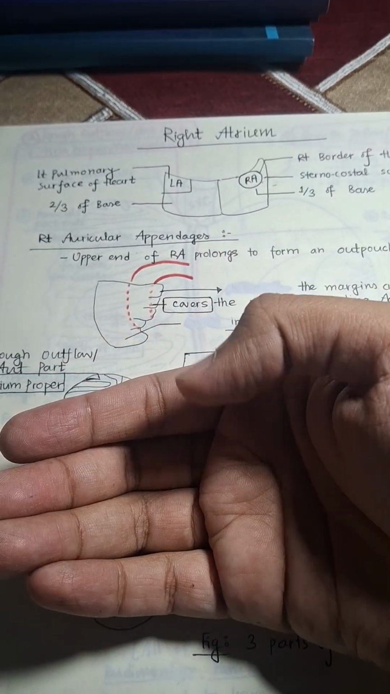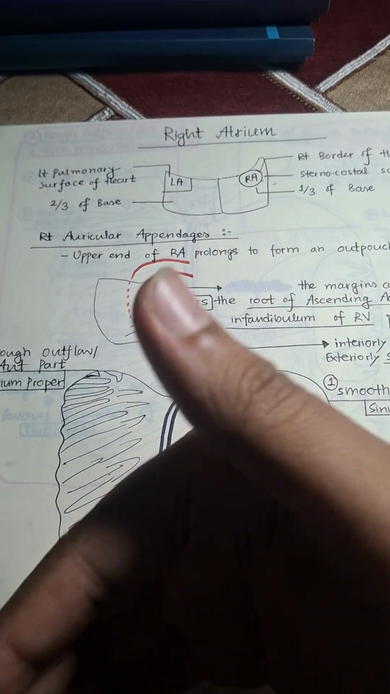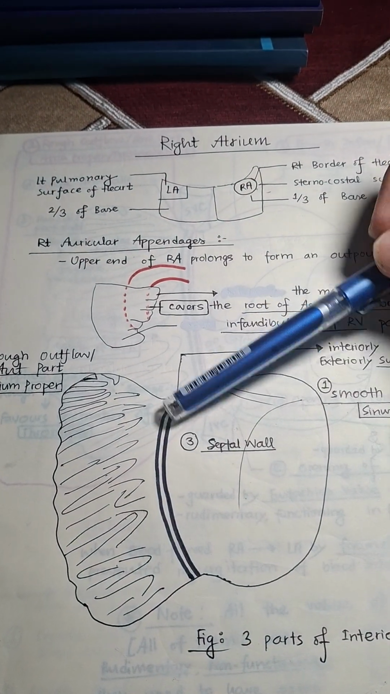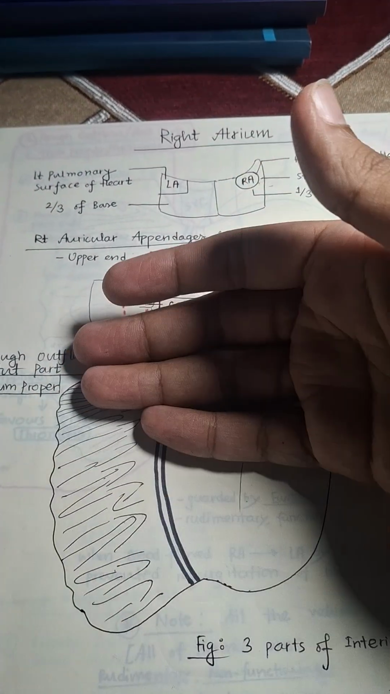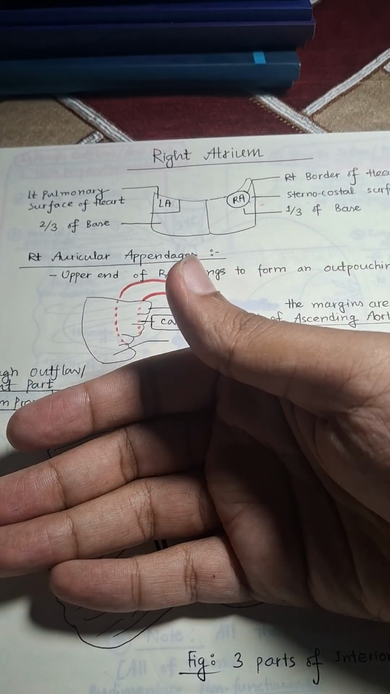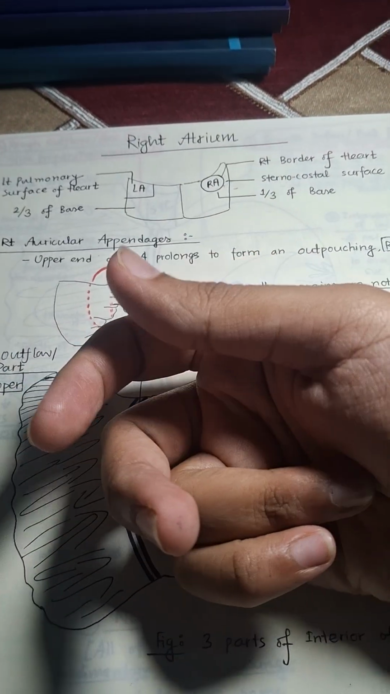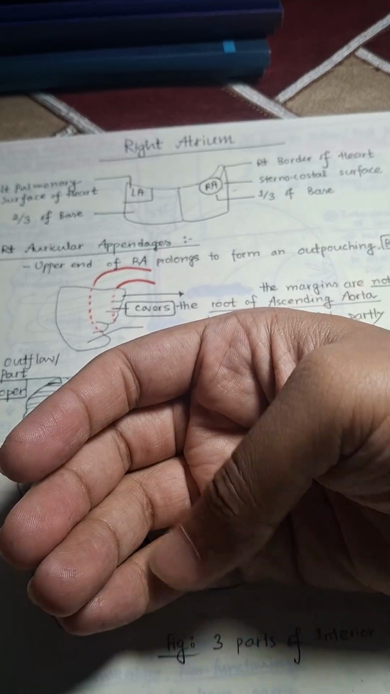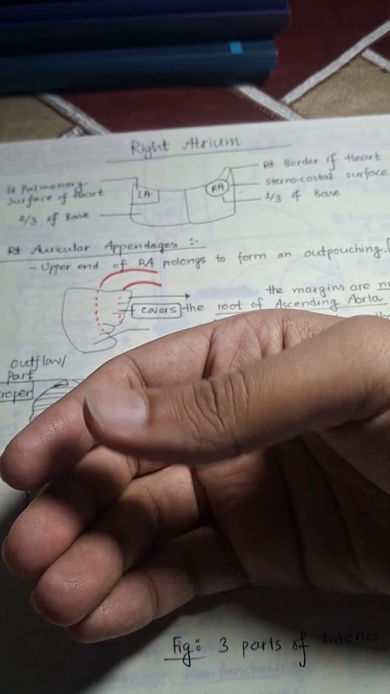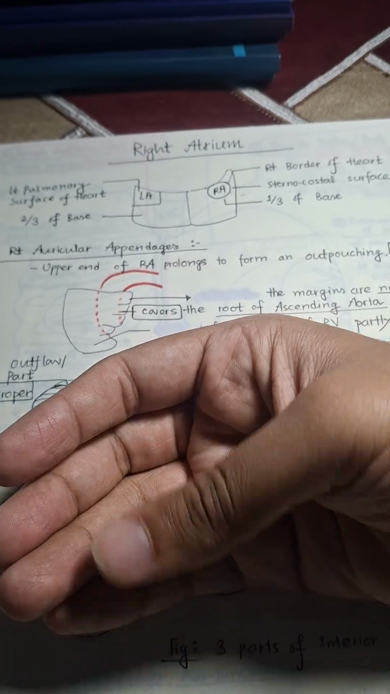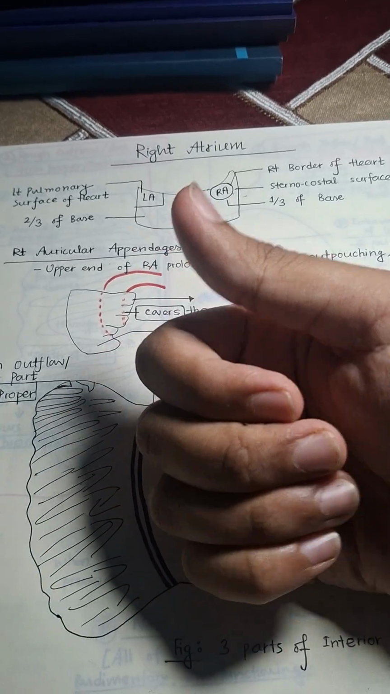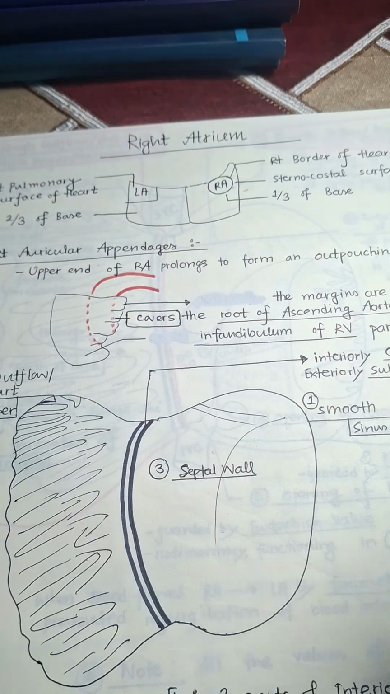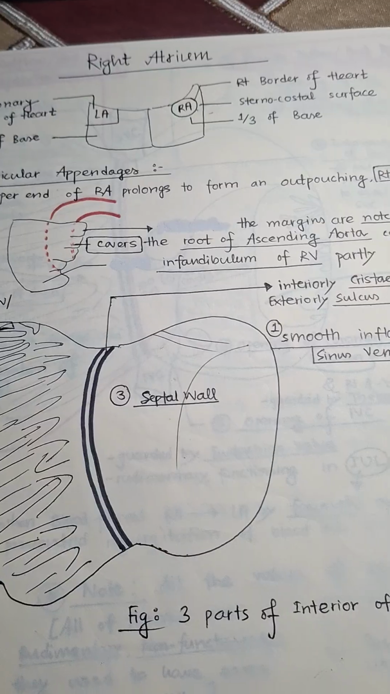After the cut, the margin would be the outside, this is the sulcus terminalis, and inside this is the crista terminalis. After opening this portion, consider my fingers, the palm of the hand and the thumb. This is the anterior wall, which is the rough anterior wall, this is the posterior wall, which is the smooth posterior wall, and this is the septal wall. These three walls are the divisions of the right atrium.